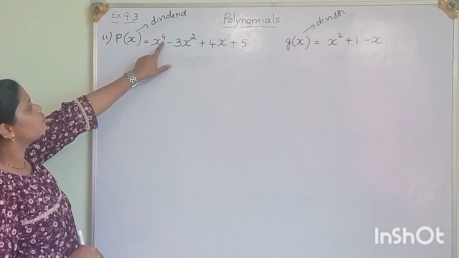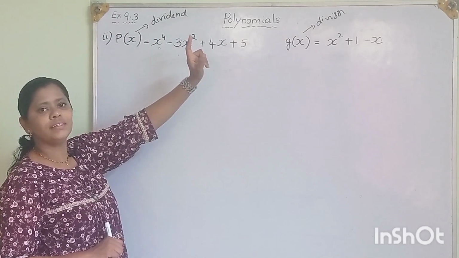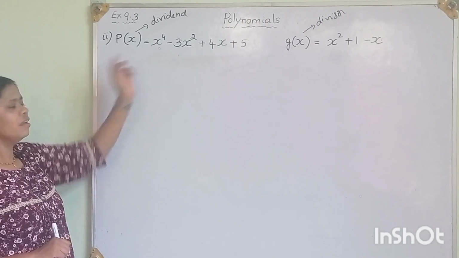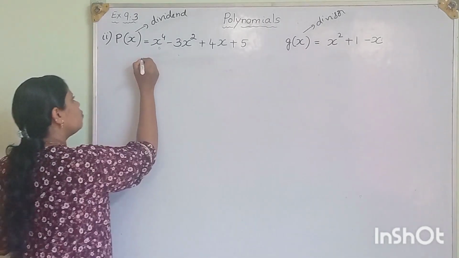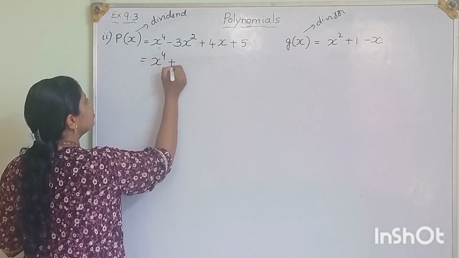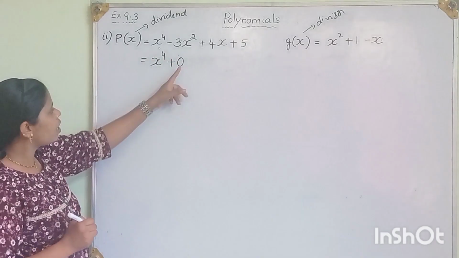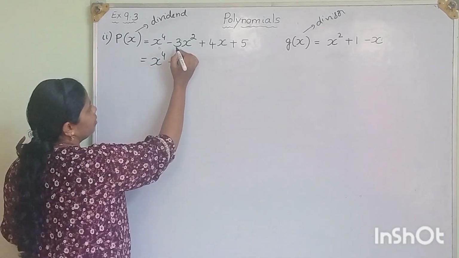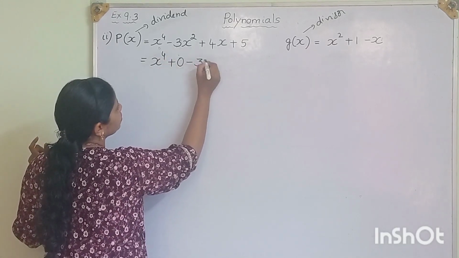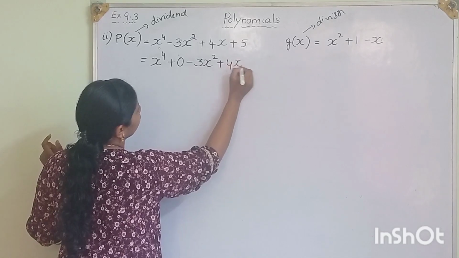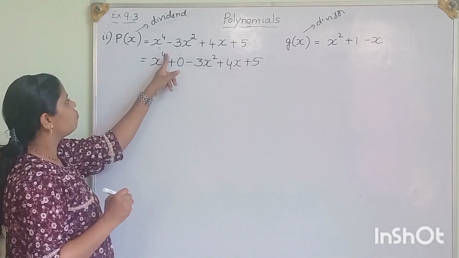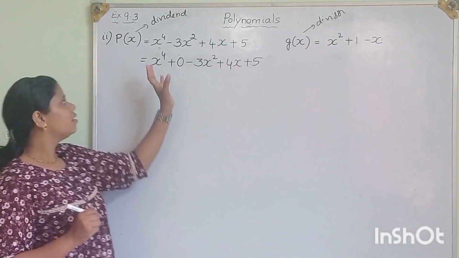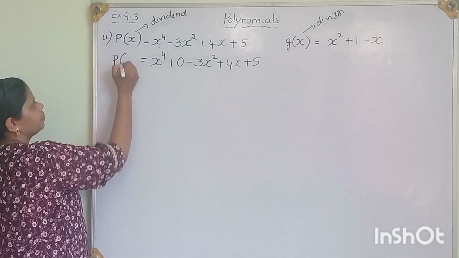Now look at this. Here we have x to the power of 4. Then the next term is x cube, that is x to the power of 3. But is it there? No, it is not there. So what will we write? x to the power of 4 plus 0. Did you understand why we are writing 0 here? Because x to the power of 3 is missing. Then next, minus 3x square plus 4x plus 5. Now P of x is in order.